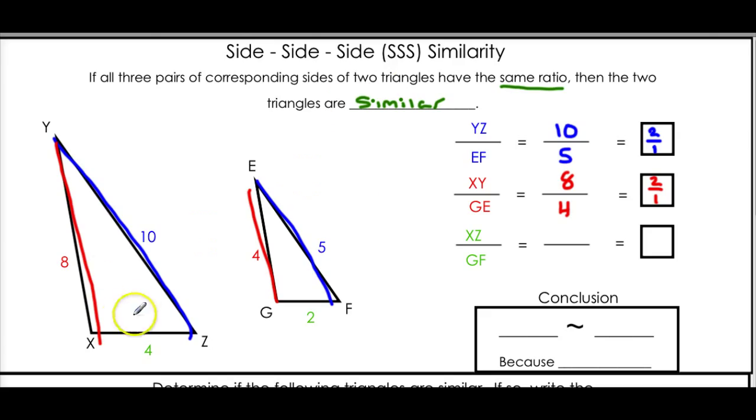So now we got to check the third side. So we're going to check the shortest side of both triangles. The shortest side of our bigger triangle is XZ, and the shortest side of our smaller triangle is GF. So it's XZ over GF, which would be 4 over 2, which is once again, if we put that in the calculator, just 2 over 1. So if you see here that all three have the same ratio, then we know that our two triangles are similar. So XYZ is similar to GEF. Why? Because of side-side-side similarity.